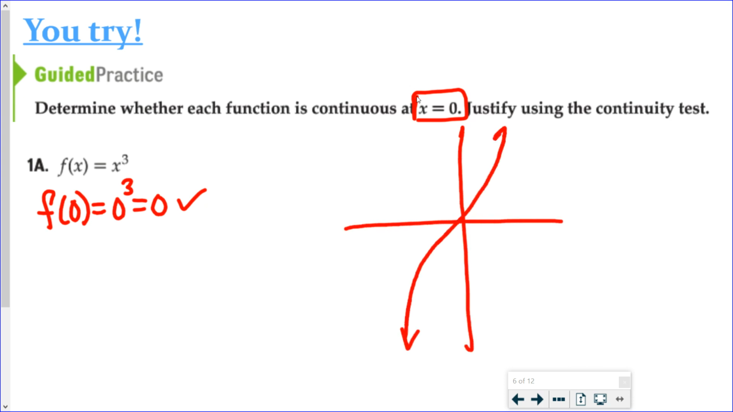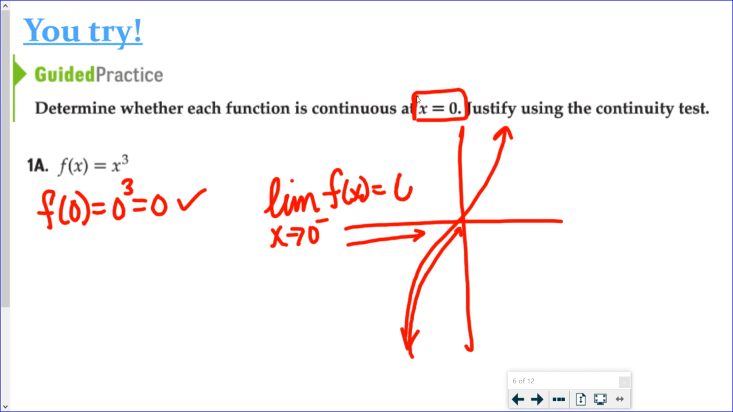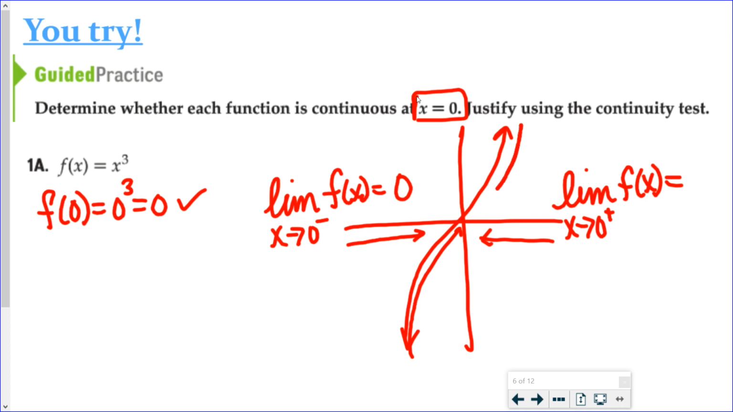All right. Look at our left-hand limit. As x approaches 0 from the left-hand side, what are our y values? So we're getting closer to 0 with x's. Our y values are getting closer to 0 as well. All right. Our right-handed limit, as x approaches 0 from the right-hand side, so as x gets closer to 0, our y values are getting closer to 0 as well. So the limit from the left-hand side is 0, limit from the right-hand side is 0, they're both the same.